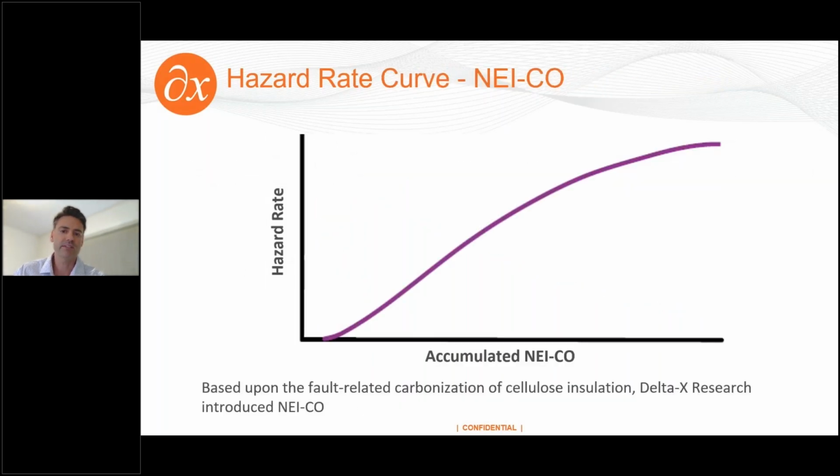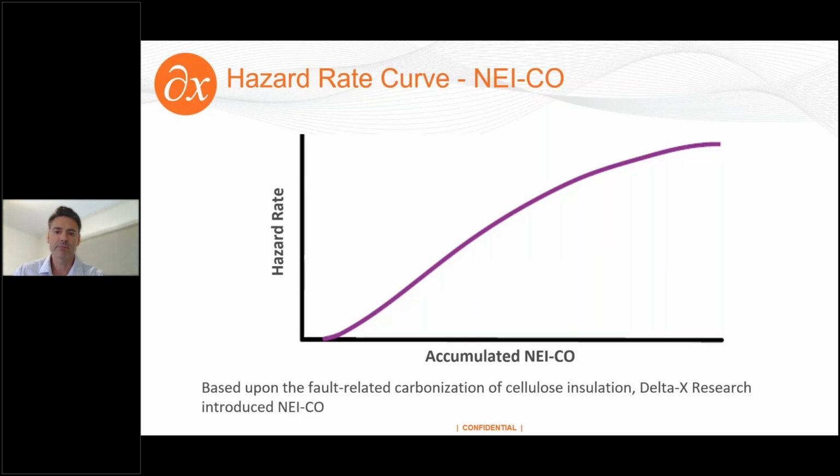So after the introduction of NEI-HC, which was the introduction of impacts to the oil, and based upon the fault-related carbonization of cellulosic insulation, so charring of the paper, Delta X Research introduced NEI-CO, which is for the impacts to the paper, and so it's NEI carbon oxide. So the NEI-CO hazard rate curve is a similar shape to NEI-HC, except that it rises less steeply, and because any deterioration of the paper is harmful to the transformer, does not go down as quickly.